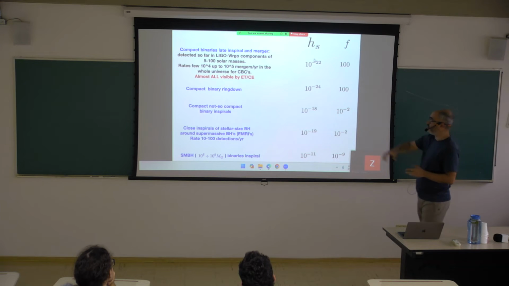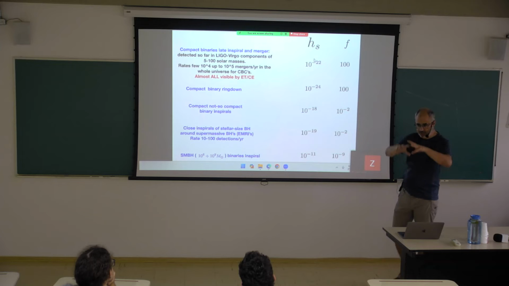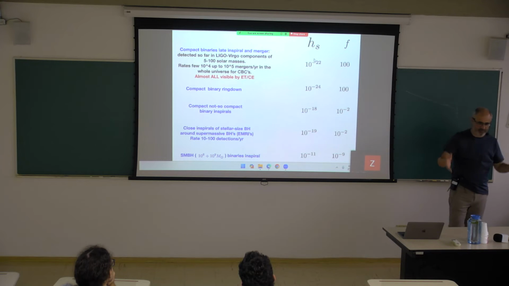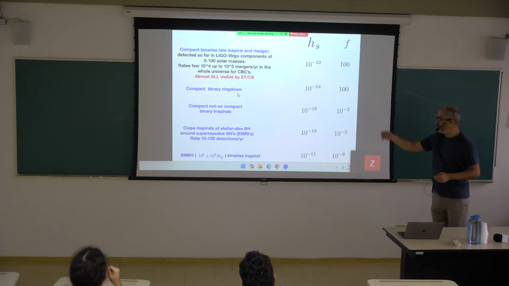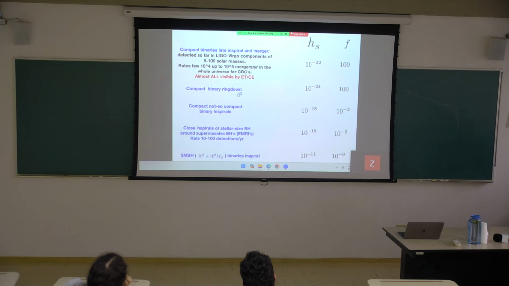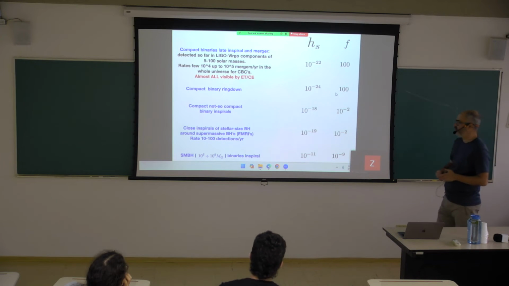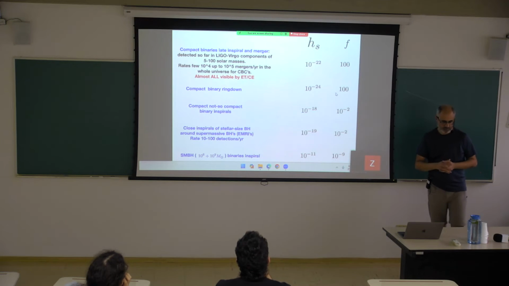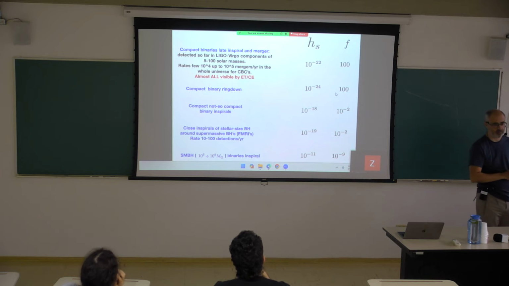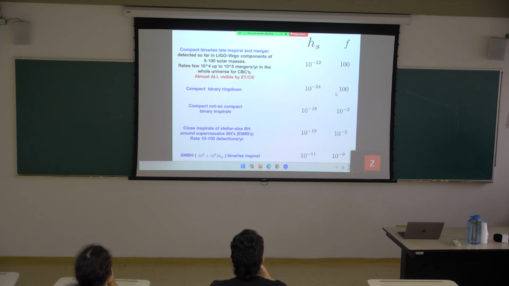But as I mentioned, this is only one class of signals within this one subclass within this class of mergers. The ring down phase has not yet been observed for these objects. These are the typical strain and frequency, so it could be observable. It is probably observable in the next rounds or in the future, in ET, probably, in the new generation of detectors.